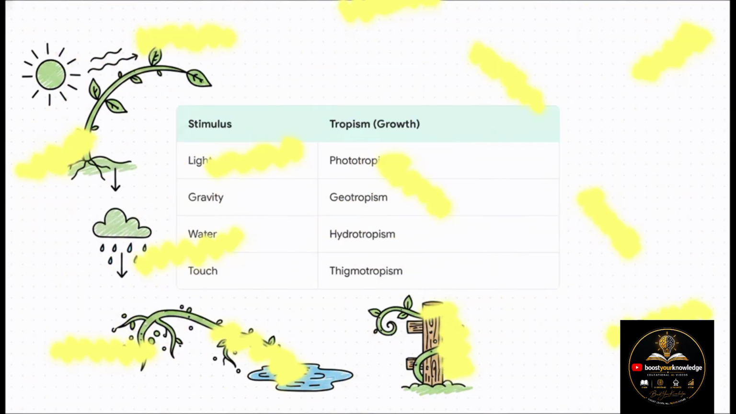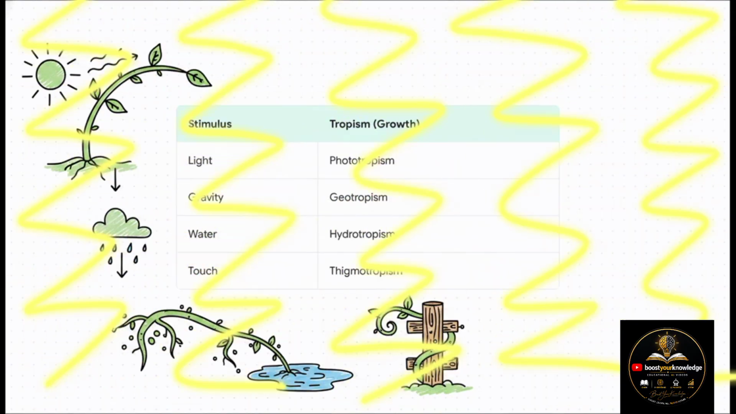Well, the answer is that plants rely entirely on hormones to trigger tropic movements. These are growth movements either towards or away from a stimulus. Check out how plants navigate their world.